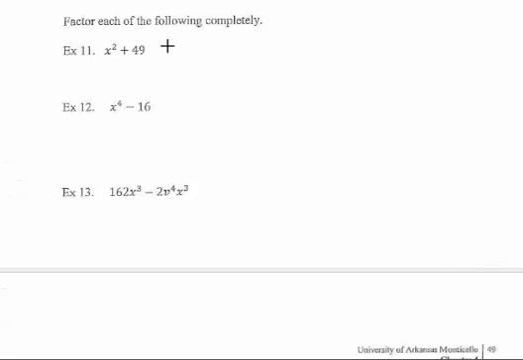So here you notice that it's the first one, example 11. The first one out of the gate is this is a perfect square. The square root's x, and then the square root of 49 is 7.